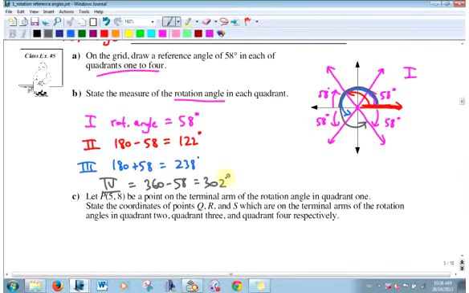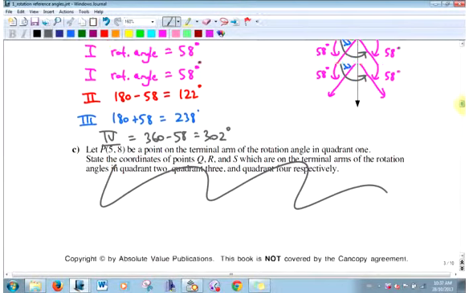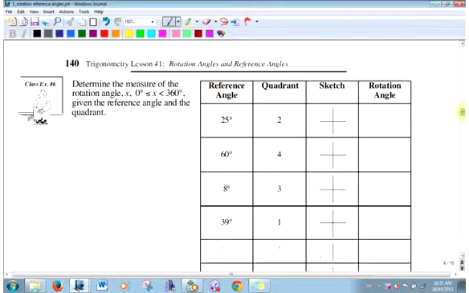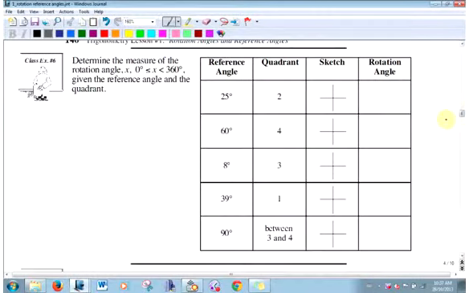302 degrees. So every one of these angles has a reference angle of 58, right? They're all equivalent in that respect. Okay, we're not going to do that. This is something we want to remember, what we just did there. Okay, so the next question pretty much says the same thing.